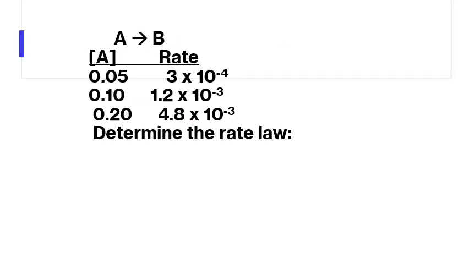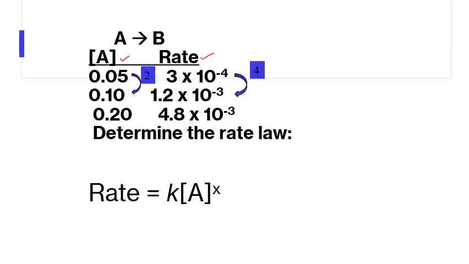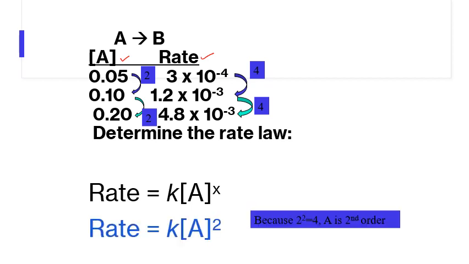Now let us see this example. In the reaction A gives B, we have concentration of A, there is only one reactant, and the rate is given. When we move from trial 1 to trial 2, the concentration is doubling. What happened to the rate? It quadruples. So with respect to A, we can say the order is 2. From trial 2 to 3, the concentration of A doubles. What happened to the rate? The rate again quadruples. So we can write the rate expression as rate equals K concentration A to the power 2.